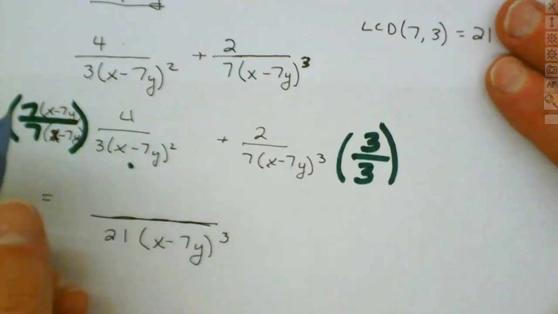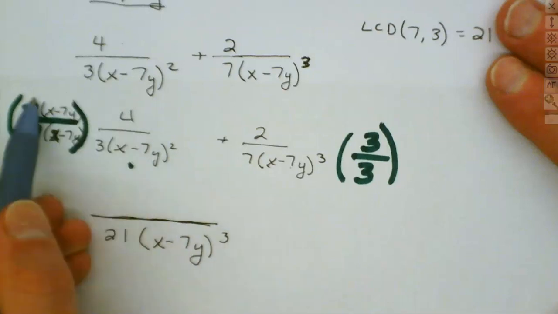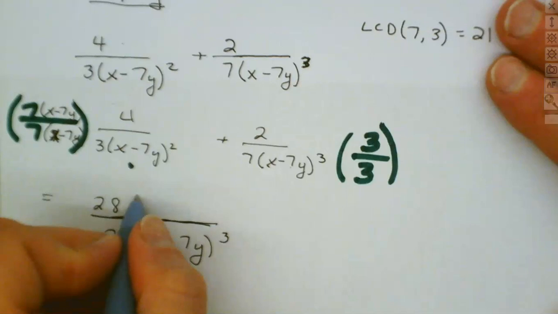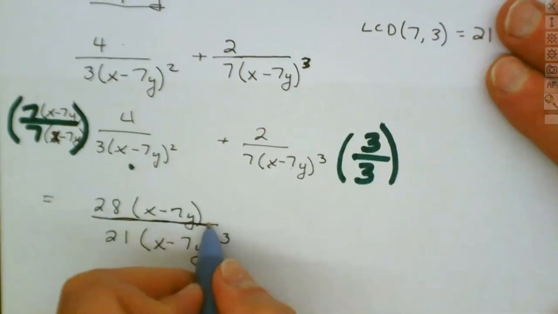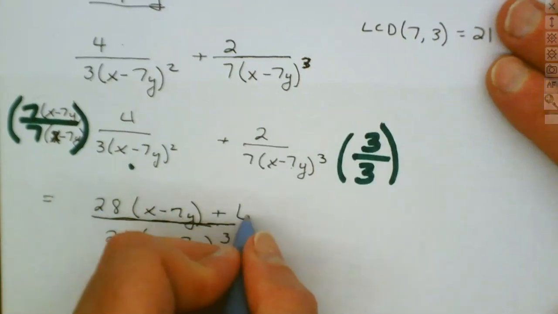What do we have left over on the top? Well, 4 times 7. We just multiply here. 4 times 7, that's a 28. We've got x minus 7y. On the next piece, we have 2 times 3, which makes it a 6.